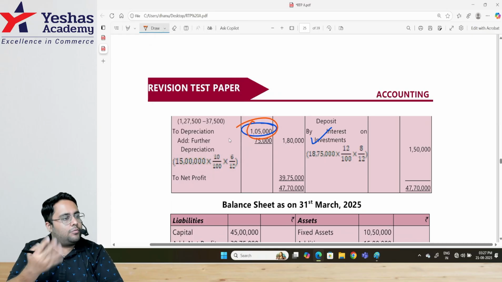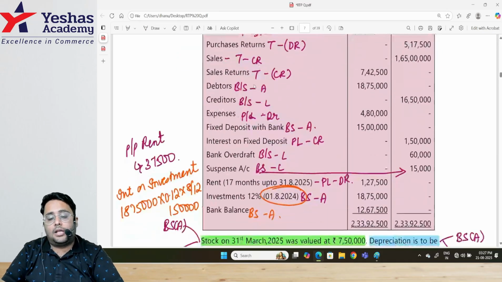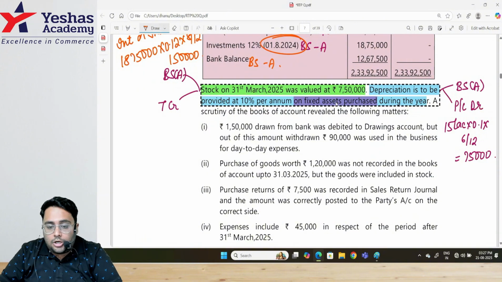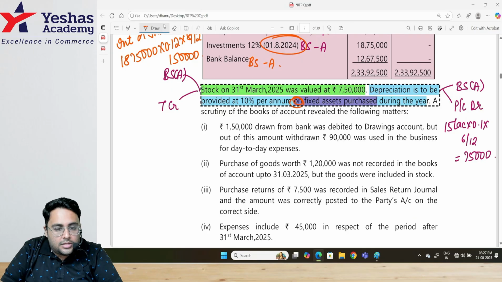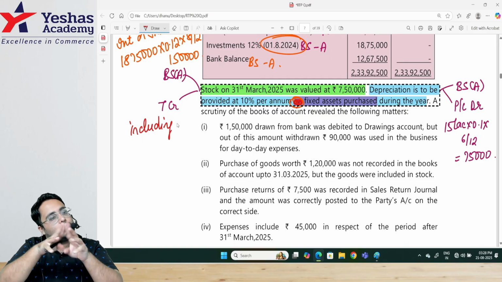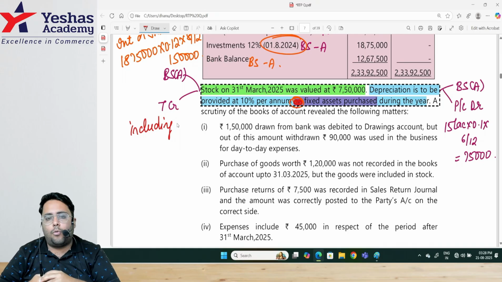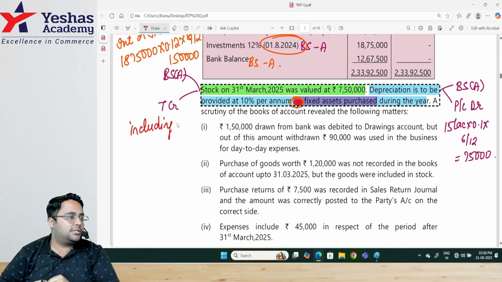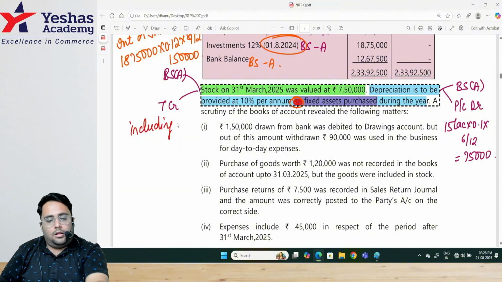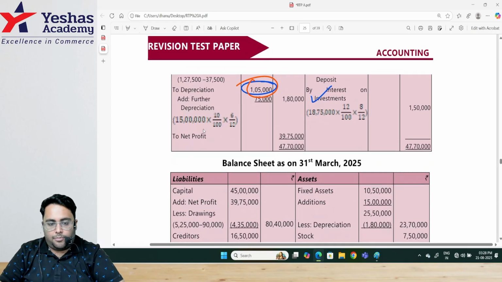Or you say depreciation to be calculated on total assets. If I see one of the questions in our Yeshas material, they say depreciation to be provided at 10% per annum. Instead of on, they use the word including. If they say including fixed assets, then you give depreciation on both the categories. But if they're specifically saying on, then you should not be giving on the opening asset, only on the asset purchased. Clear? With this, we complete your final accounts question. Let me go to the next point.